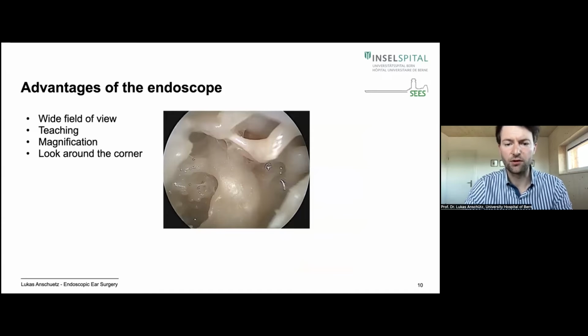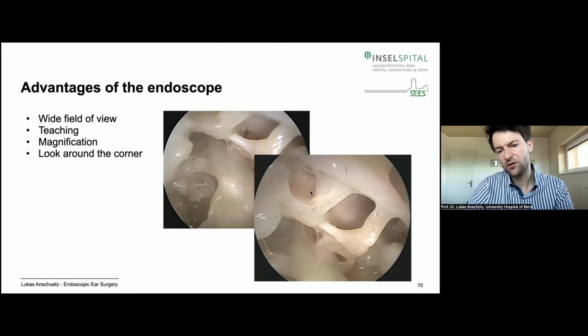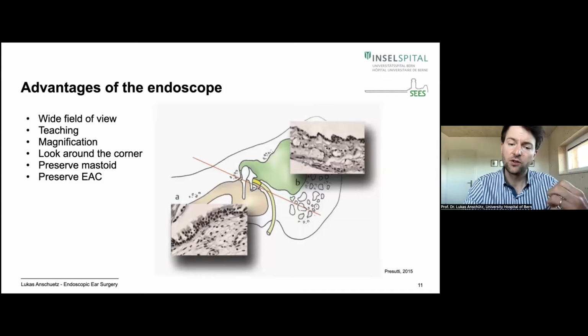We can look around the corner. So this is a 45-degree endoscope. You can see here the facial nerve. You can see here the subiculum emerging from the pyramidal eminence, and you can even use a 70-degree endoscope, and you can see even the chorda tympani here in this way. You can see very nicely the subiculum, and you can see into the antrum without having to remove one small piece of bone. And if we can do a more minimally invasive procedure, we are able to preserve the natural anatomy of the mastoid.